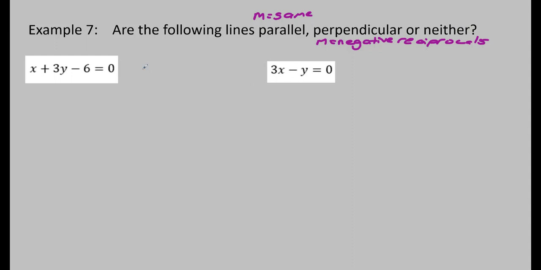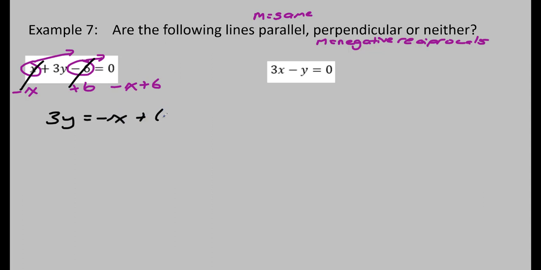So we're going to look at these two equations to see what happens. They are both in standard form, so we have to rearrange them doing the same steps. The x has to go over, and the negative 6 has to go over. So the opposite of this would be subtracting x, and the opposite of subtracting 6 would be adding 6. And you can do that all in one step. And I would be left with, these cancel out, 3y equals negative x plus 6.